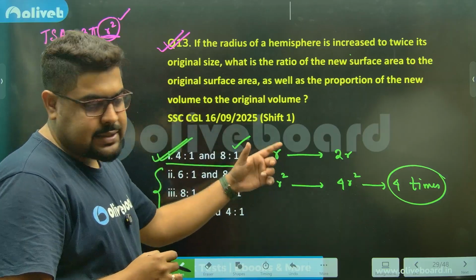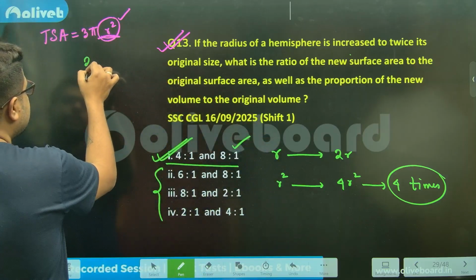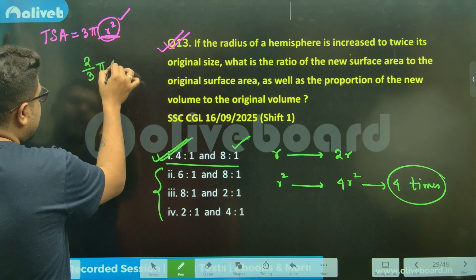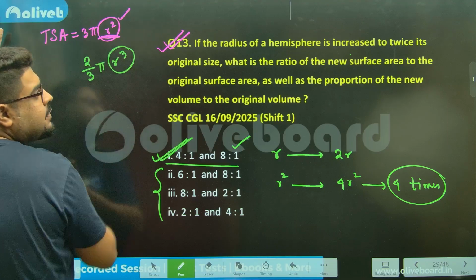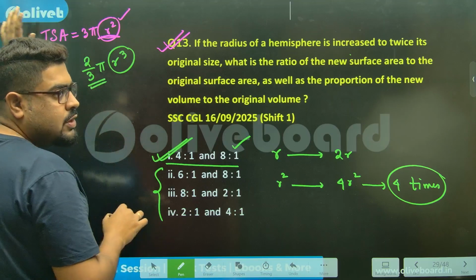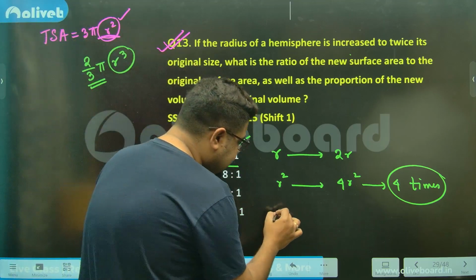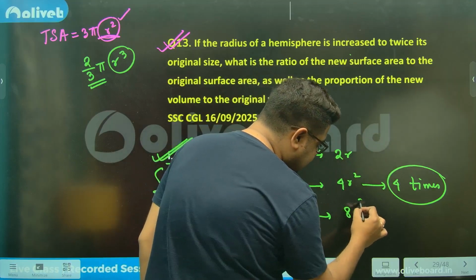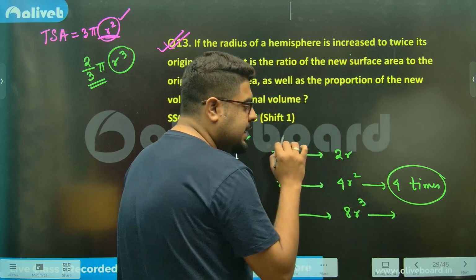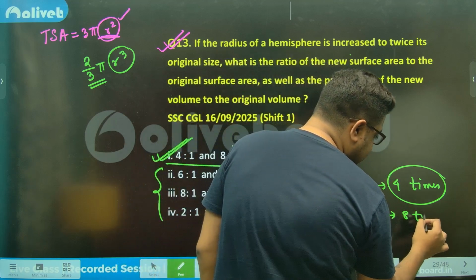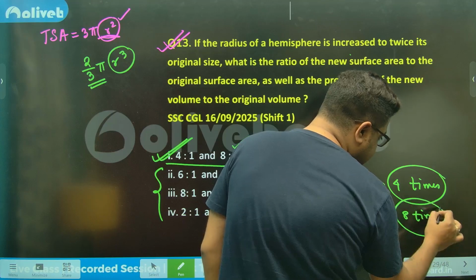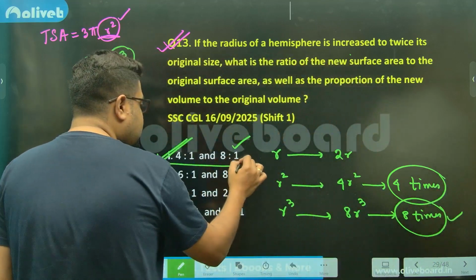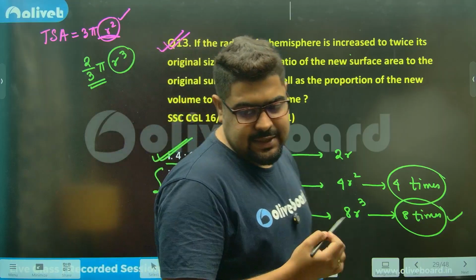And the same thing in the cube: 2 by 3 pi r cube. Only this r is the variable; this is the constant part. So r cube will increase to 2r whole cube, that is 8r cube, meaning it will become 8 times. So the ratio will become 8:1, and automatically my option number 1 matches.